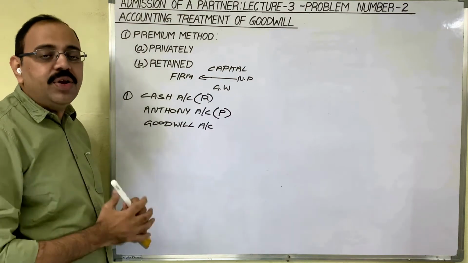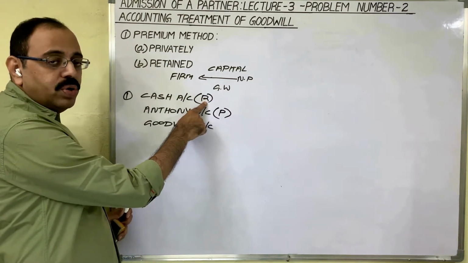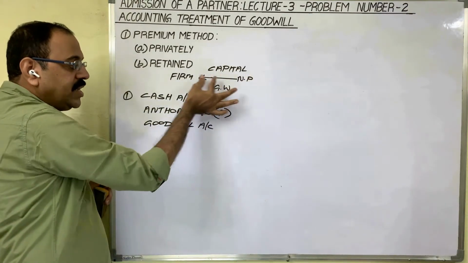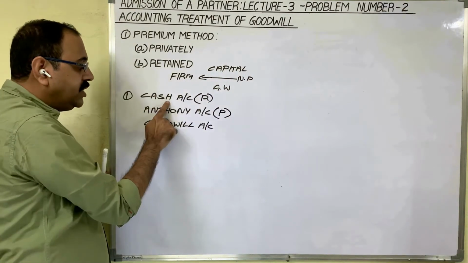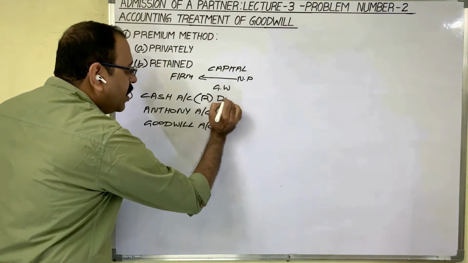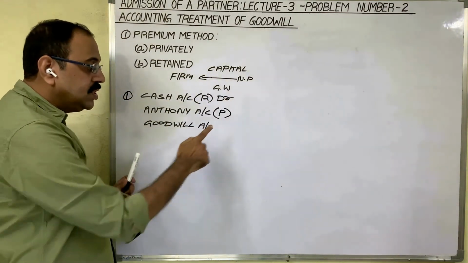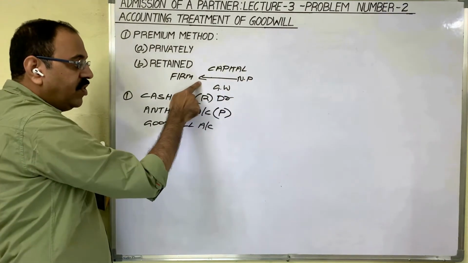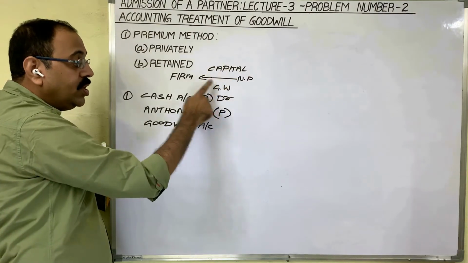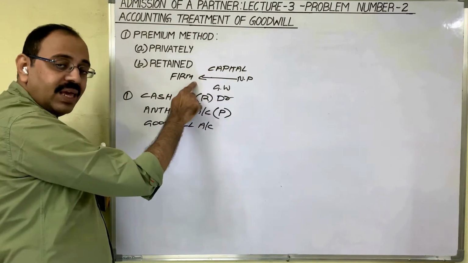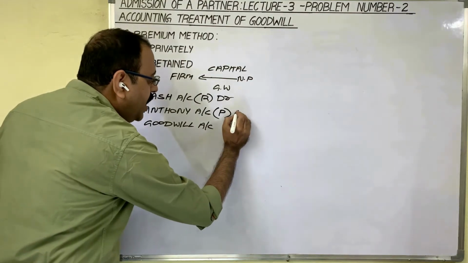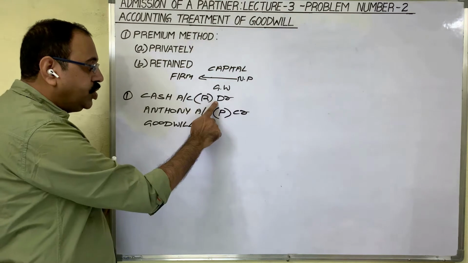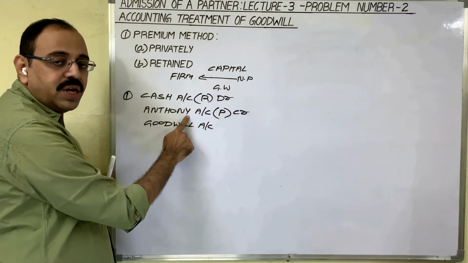Now apply the double entry principles. Real account rule: debit what comes in, credit what goes out. From Anthony, cash is coming into the firm. As cash is coming, we should debit the cash account. Then personal account rule: debit the receiver, credit the giver. Anthony is giving capital and goodwill to the firm. Anthony is a giver. Therefore, we should credit Anthony account. So, in the journal entry, cash account we should debit, Anthony account we should credit.